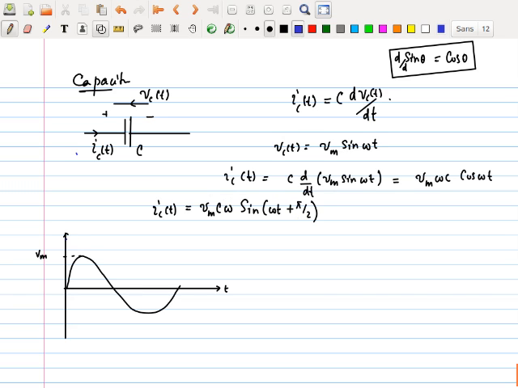So if I draw it, it will look like this. Right? It will look like this. And this one is going to be Vm times c omega, assuming that is greater than Vm. Right? So now you realize there is a phase shift between I and V as things travel through a capacitor.